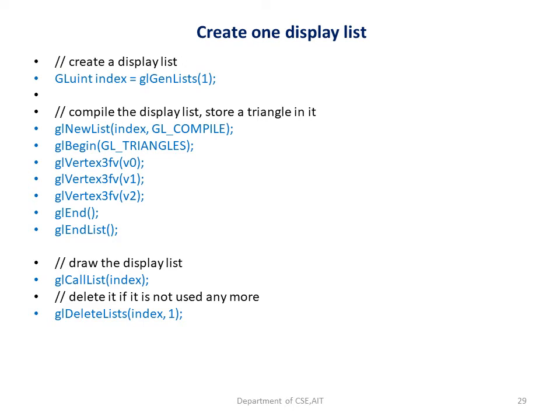And suppose I want to delete this particular display list. You can do that by making use of glDeleteLists. I am going to specify here the index and the 1. That means how many display lists I want to delete and what their index value is. When I give this, my display list will be deleted.